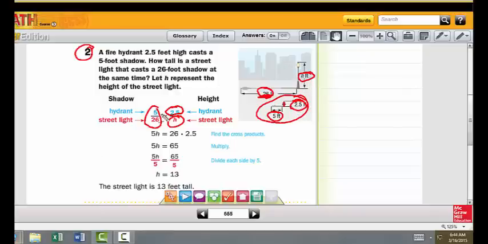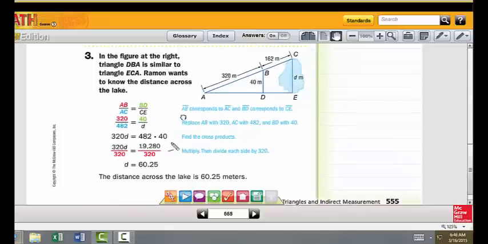So in this particular case we would multiply 5 times H so that we get 5H, and then 26 times 2.5 would be 65. Divide both sides by 5 and we could show that the street light is 13 feet tall. Let's take a look at another way to do one of these problems that doesn't involve shadows.